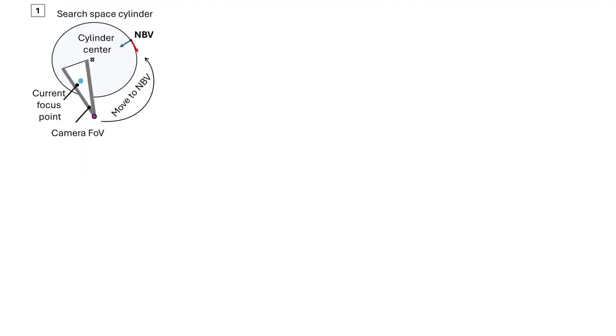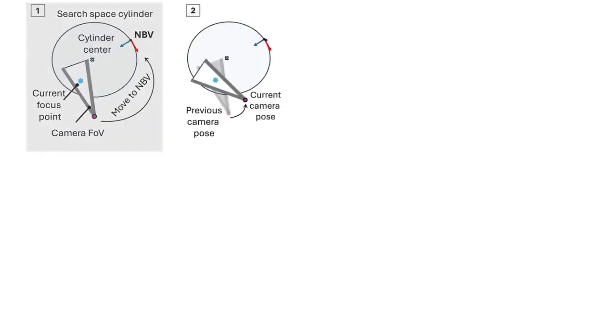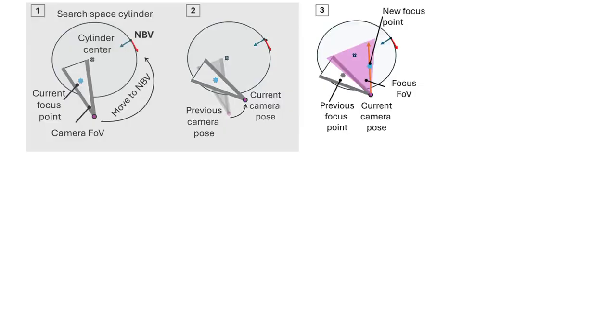Let's suppose the robot maintains the current focus point within the camera's field of view while moving to the next best view. Once the robot has traveled sufficiently far, a new focus point is computed, as the previously unknown region has become known to the robot. To determine a new focus point, we create a virtual field of view facing the center of the search space cylinder to focus on areas near the object.